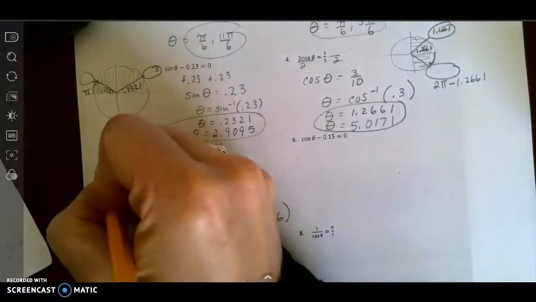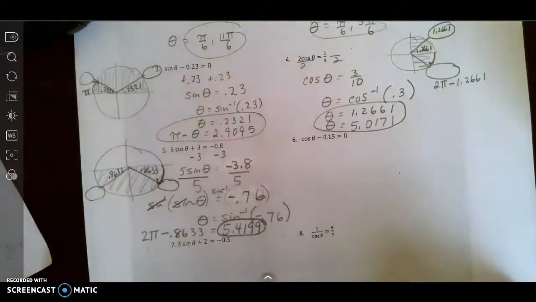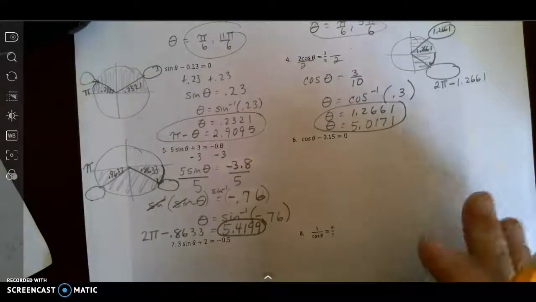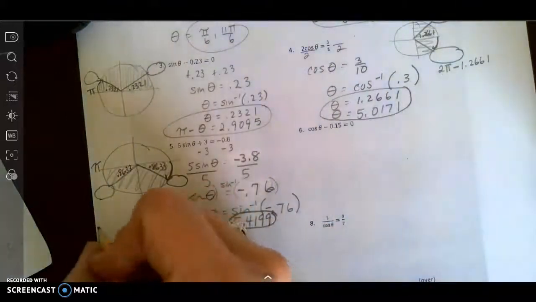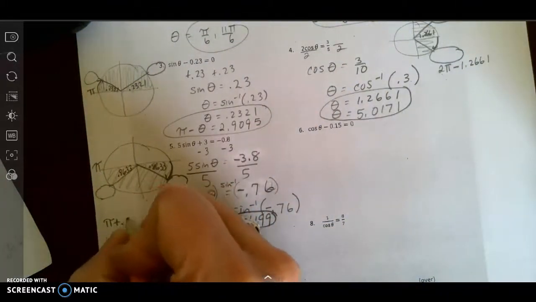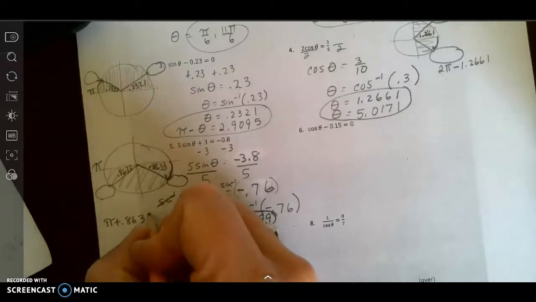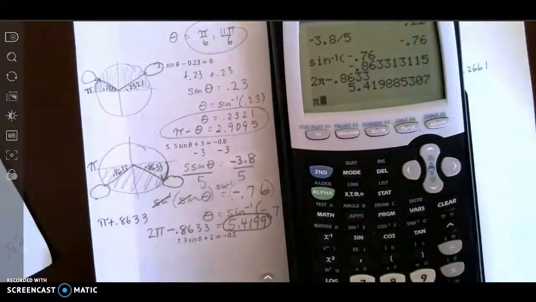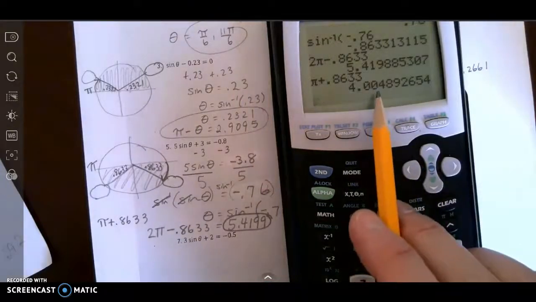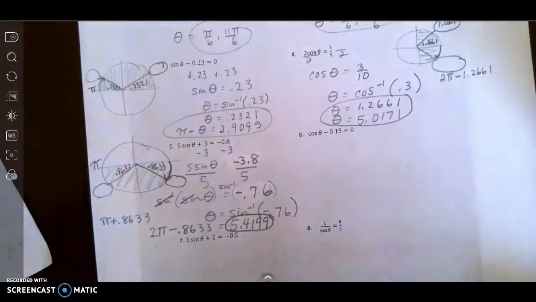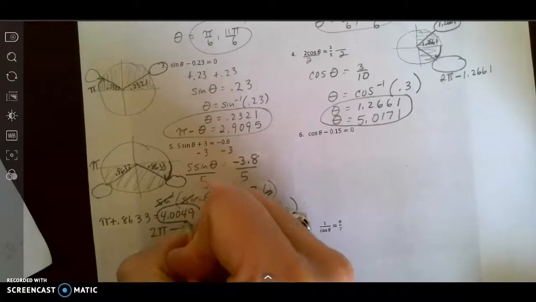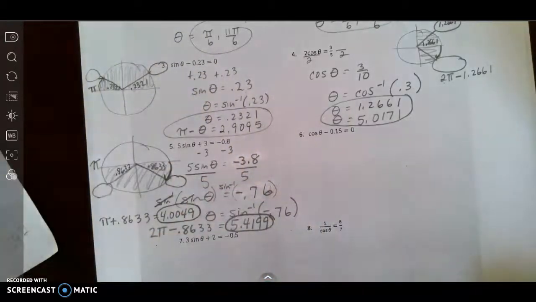My other answer, since this is 0.8633, is pi plus 0.8633. So my other answer is going to be pi plus 0.8633. So I'm going to use my calculator. Pi plus 0.8633, and I get 4.0049. So those are my two answers.